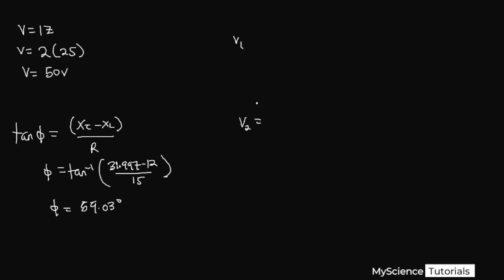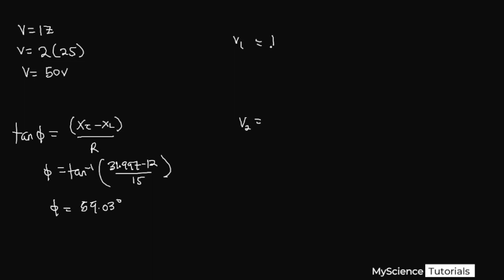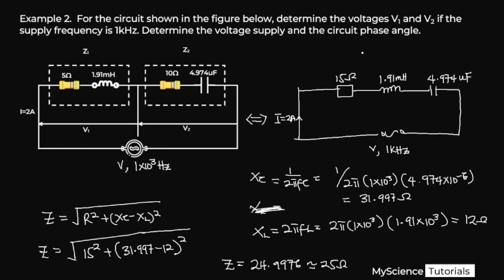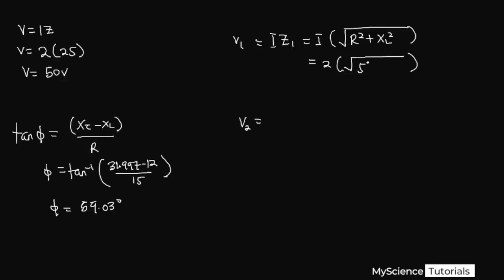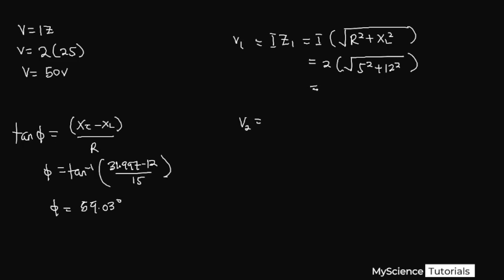Alright, so now that we have our voltage supply and our angle, let's find V1 and V2. If we go back to the diagram, V1 has a resistor and then an inductor, so our V1 will be current multiplied by Z1, which is current multiplied by the root of R squared plus XL squared, since we have an inductor in here. Our current, we're told, is 2, our resistance is 5, so we have 5 squared, plus our XL, which is the same as the one we found, 12, so 12 squared. Everything over here gives us a total of 26 volts. So this is our V1.